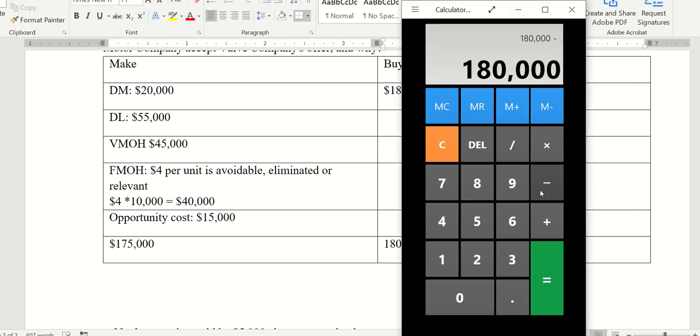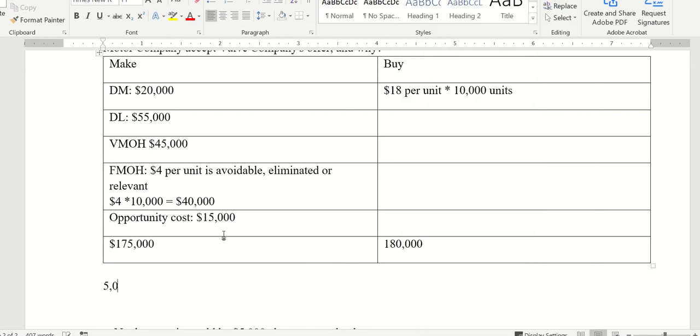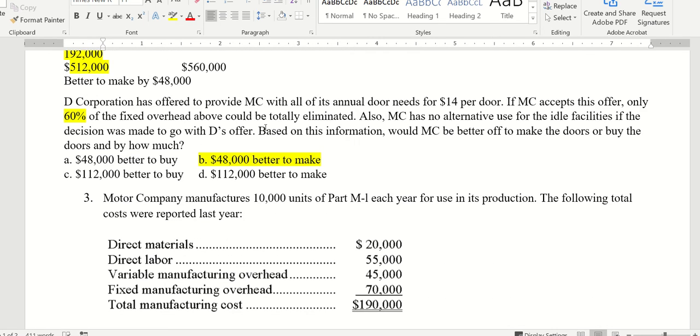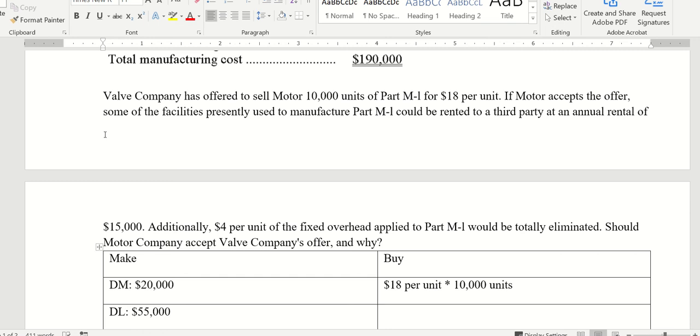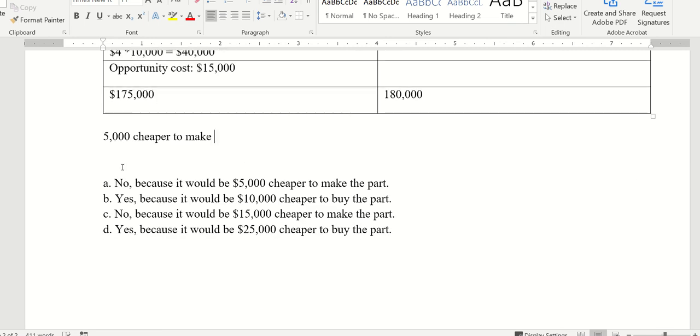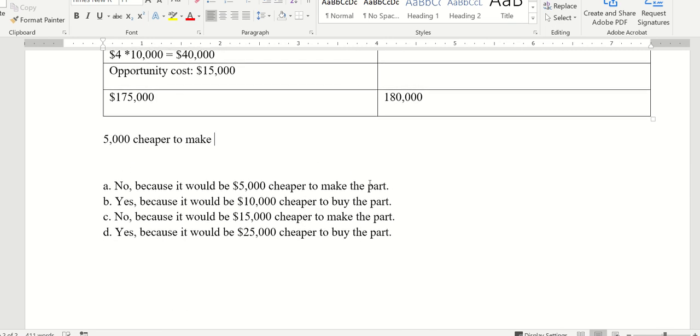So it still looks like it's going to be better to make, and how much is it going to be better to make? 180,000 minus 175,000, it's going to be 5,000 cheaper. So I want the lower cost. These are costs, this isn't revenue. So we want the lower cost, 5,000 cheaper to make. Just like before, it was better to make because it was smaller or cheaper. This is $5,000 cheaper. So don't accept the offer because it's $5,000 cheaper to make the part. So no, don't accept the offer. And that's it for the rest of this video.